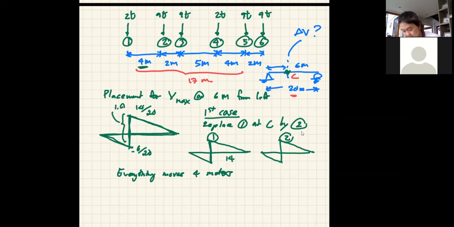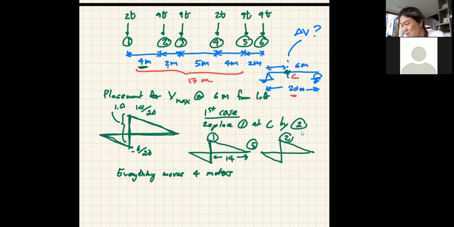So when load number 1 is on this, do we have load number 6 here already? Let me check. Okay, that's a difficulty of it. From load number 1 to number 4, that's 4 plus 2 plus 5, so that's 11 meters. And then load number 5 will be 15 meters away from load number 1. So when we have load number 1 at C, load number 5 is not on the beam yet. How do you like that?